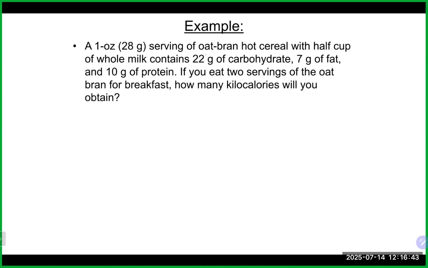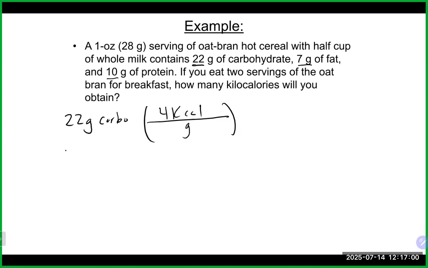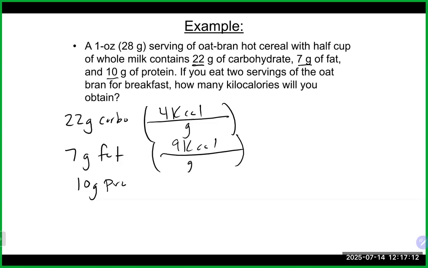So as I mentioned before, these are typically values, for example, you can find on the back of nutrition labels on food. So if we take, for example, here 22 grams of carbohydrates, and we times it by the caloric value for carbohydrates, which is 4 kilocalories per gram, we take our 7 grams of fat and times that by its caloric value of 9 kilocalories per gram. And we take our protein here and times it by its caloric value of 4 kilocalories per gram. We'll end up with 88 kilocalories there.